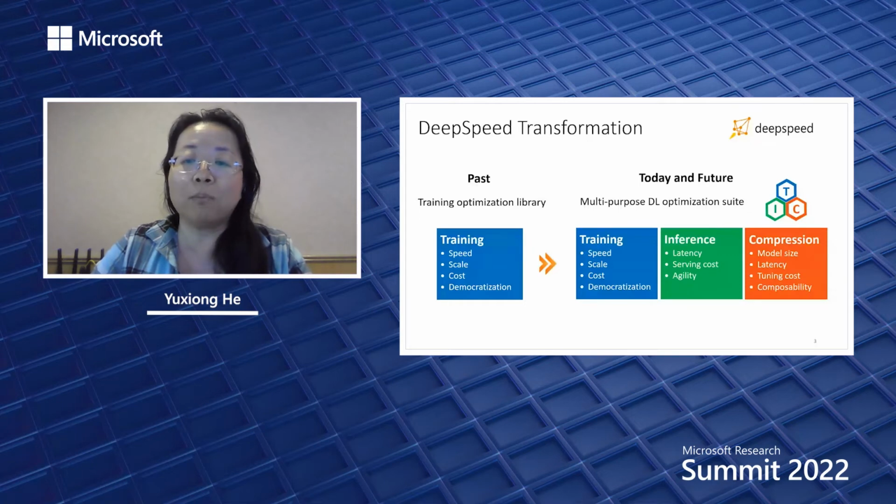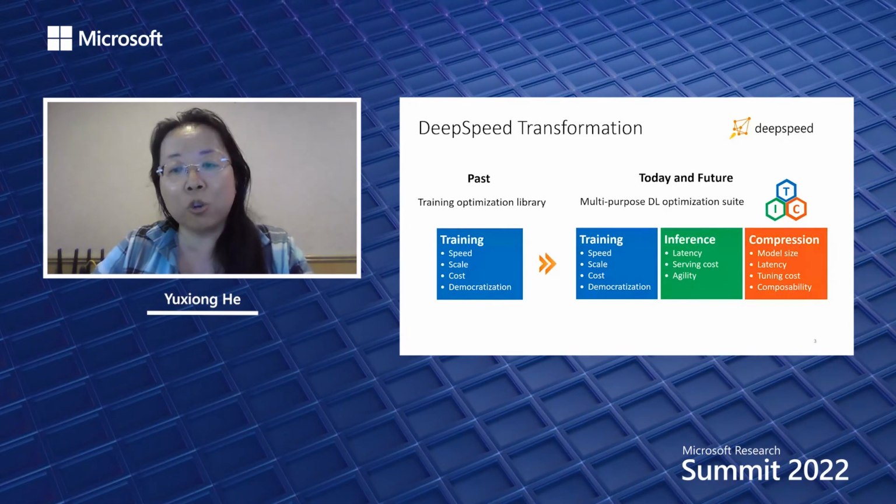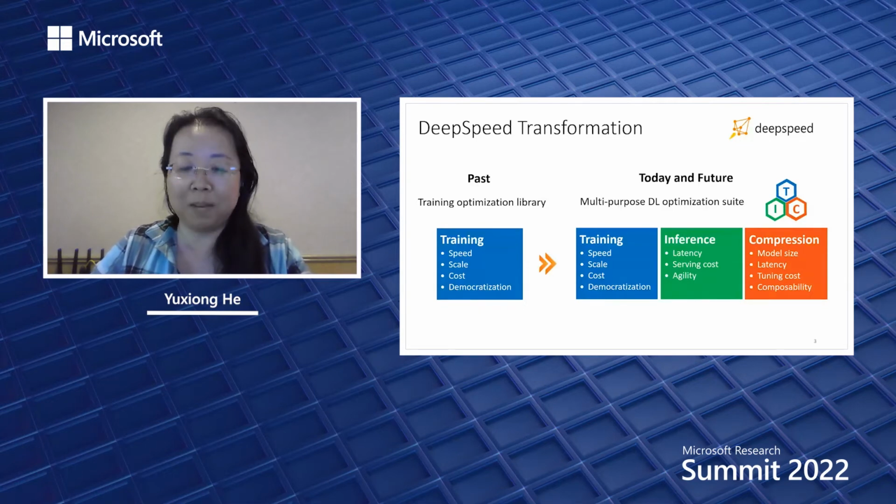We develop novel compression techniques and build a software library to easily compose them. By combining compression that reduces total work with efficient training and inference systems that accelerate the processing of the work, we hope to offer the maximum speed and cost optimization for both inference and training. This is the main transformation we are working on, growing DeepSpeed from a training optimization library towards a multi-purpose optimization suite. Next, we'll look into the new pillars, starting from inference.